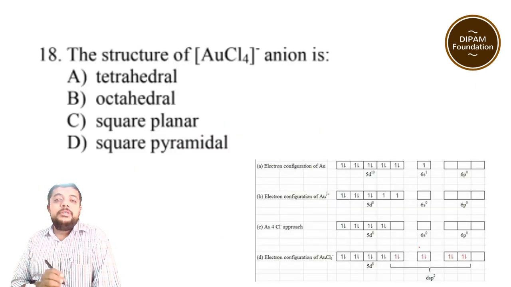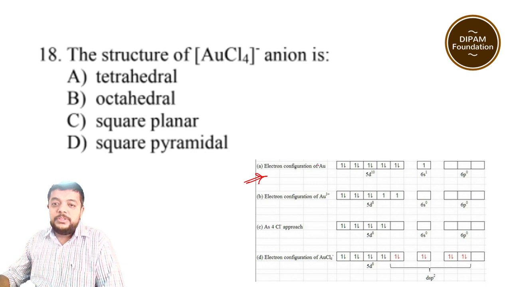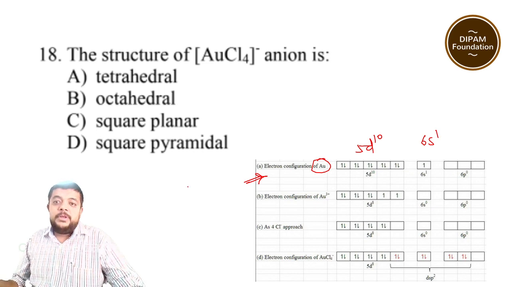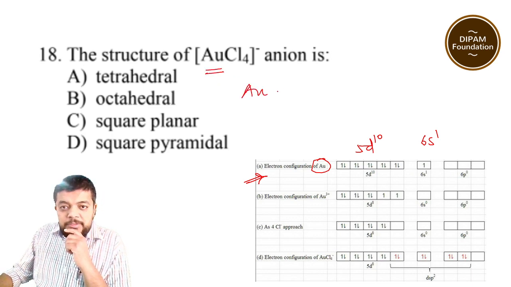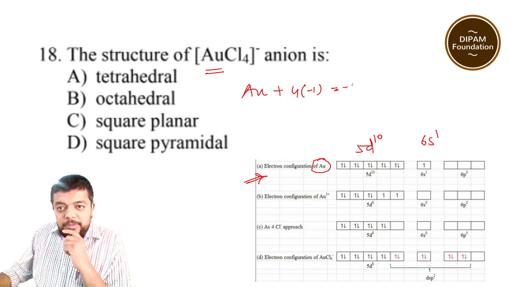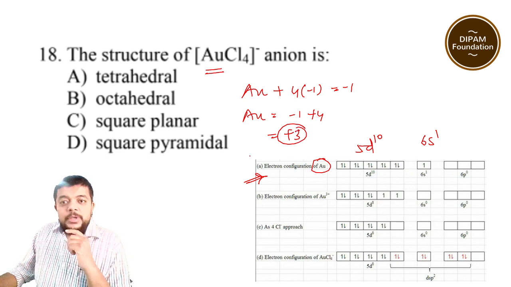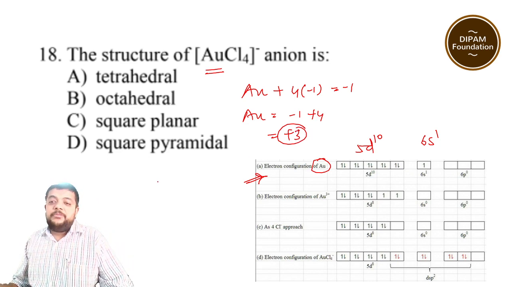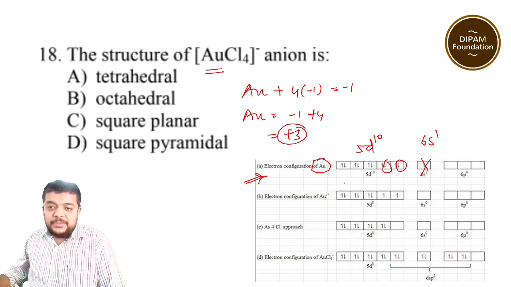The structure of AuCl4 minus anion. For this we needed the electronic configuration of Au, gold. So if you see the normal electronic configuration of Au, it is 5d10 6s1. Now let us calculate the oxidation state of Au over here. If you check it, it is Au plus 4 into minus 1 is equal to minus 1. Therefore, Au is equal to minus 1 plus 4. You will end up with plus 3. It means you are taking 3 less electrons. When 3 electrons are less, 1 electron will be eliminated from here, second from here, and third from here. So it looks something as if it is 5d8 and 6s0.